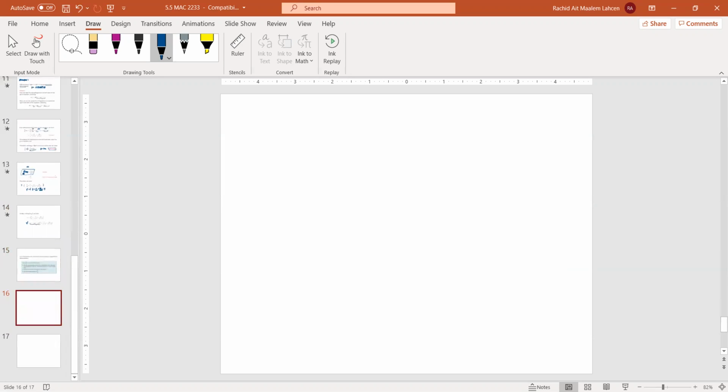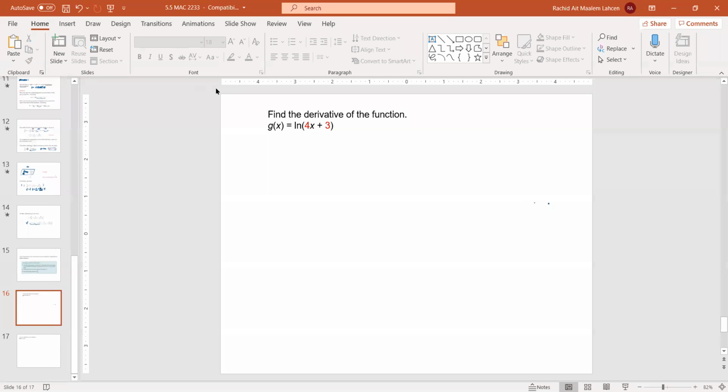Let's look at two examples from the activity. I think I'm going to post them and we can work on these. This is number 1. Find the derivative. Looks like this is rule number 4. So g prime of x is going to be the derivative of 4x plus 3 over 4x plus 3. So it's going to be 4 over 4x plus 3.